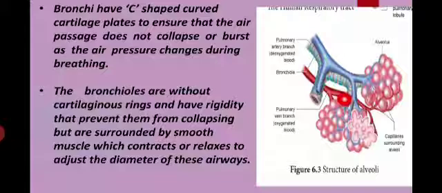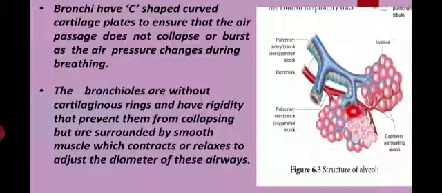So these bronchi have C-shaped curved cartilaginous plates to ensure the air passage does not collapse or burst as the air pressure changes during breathing. During breathing in our respiratory tract, this C-shaped curve of the cartilaginous rings also helps prevent collapse or bursting when there is a high level of air pressure in the trachea tube. This is the main function done by cartilaginous rings.